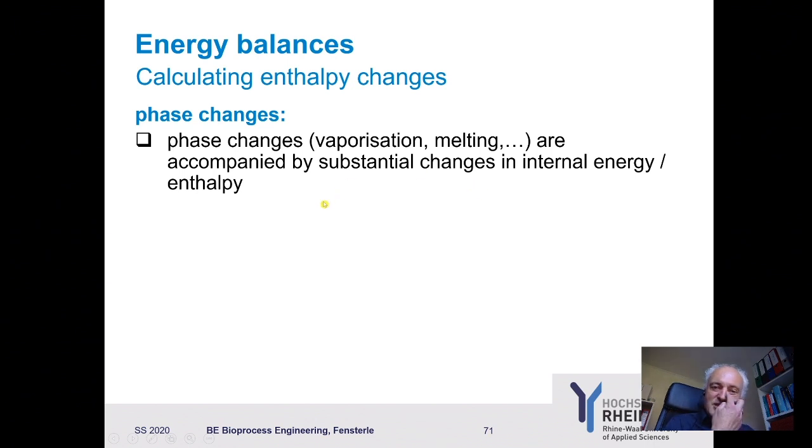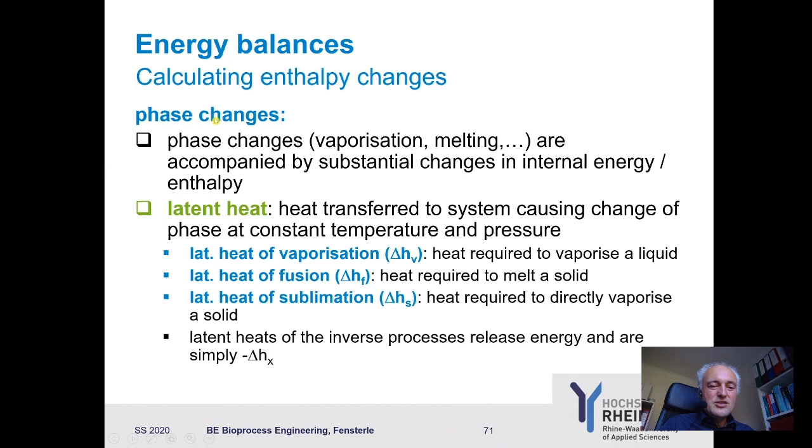Now, what about phase changes? Phase changes are things like vaporization, melting, and you know that these phase changes have substantial changes in internal energy or enthalpy. So a phase change in general you cannot really neglect. In this phase change, the heat involved is called the latent heat. This is the heat transferred to the system, causing a change of the phase at a constant temperature and pressure.